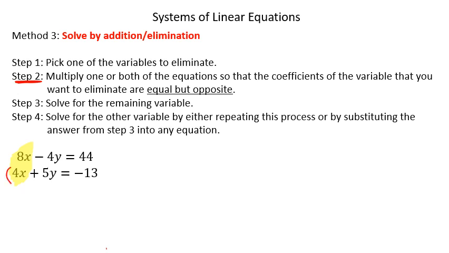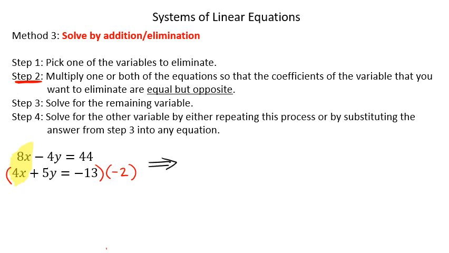So what I could do is I could take the entire second equation and multiply it by -2. I'm only focusing on that part that's highlighted yellow. The reason I'm using -2 is because -2 times 4x will give me -8x. All right, so then I'll have a positive 8x from the first equation and -8x from the second equation. All right, equal and opposite. Okay, so let's write this out.